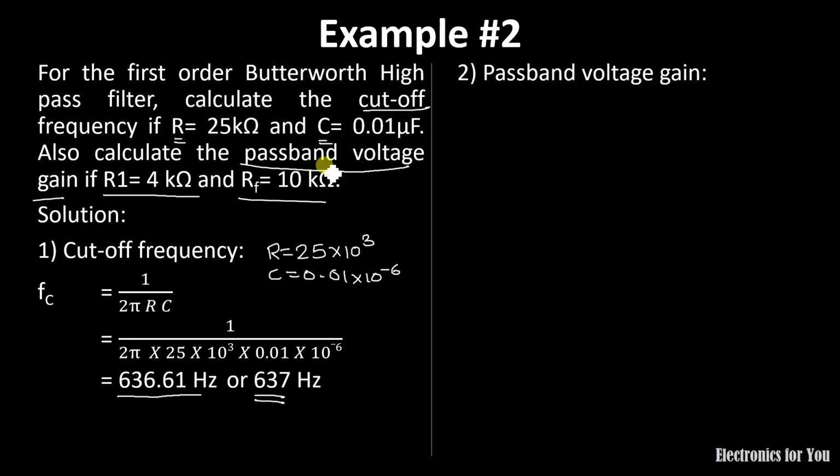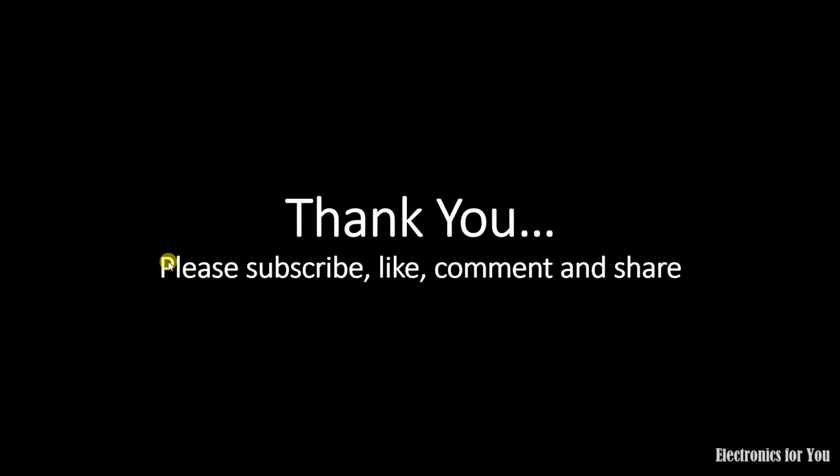Further, the passband voltage gain can be calculated by using the formula AVF equals 1 plus Rf upon R1. Now R1 is 4 kilo ohm and Rf is 10 kilo ohm. If we put the values and solve it, it will be 3.5. So AVF equals 3.5. In this way, we have solved two examples of a high pass filter.